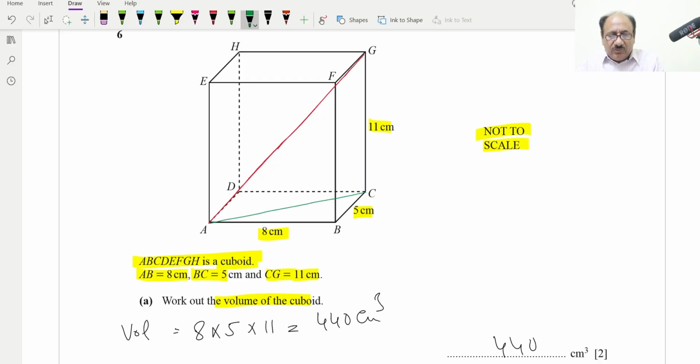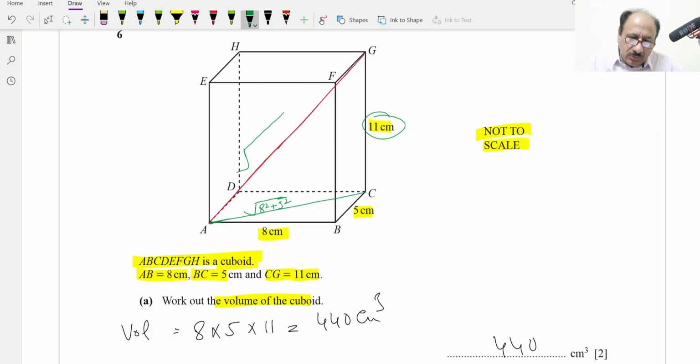Okay, so first we calculate this green line, which is AC, and for that we will be applying Pythagoras theorem. So we can take this as 8 squared plus 5 squared. So this will be the length. Now we can use this 11 and this length, and we can calculate this.